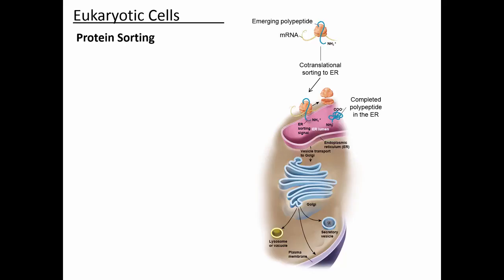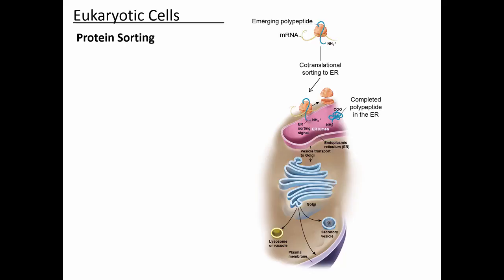Some of the proteins that are sent to the ER are supposed to function in the Golgi. So what happens is there's proteins in the Golgi that are first sent to the ER, and then the ER sends it to the Golgi in a vesicle. So that's how it would get from the ER to the Golgi apparatus.